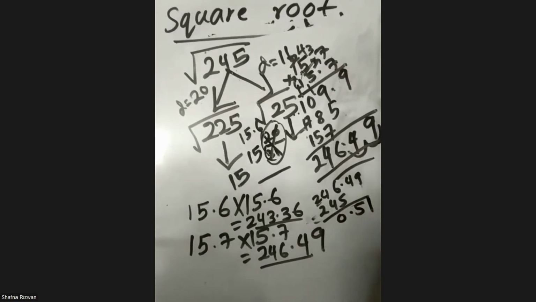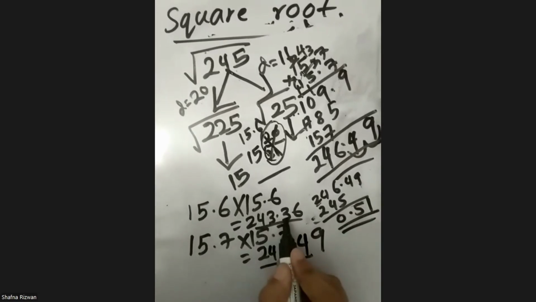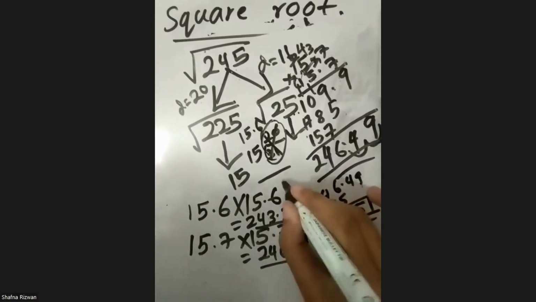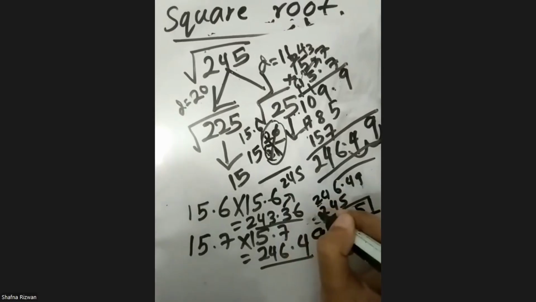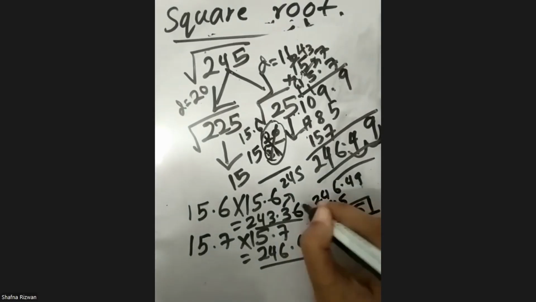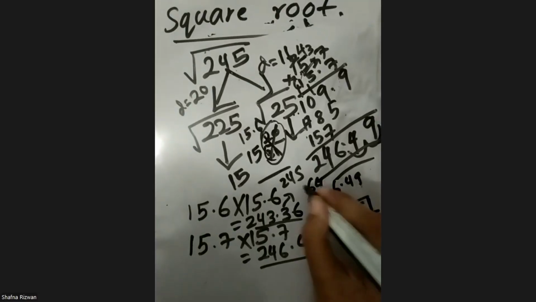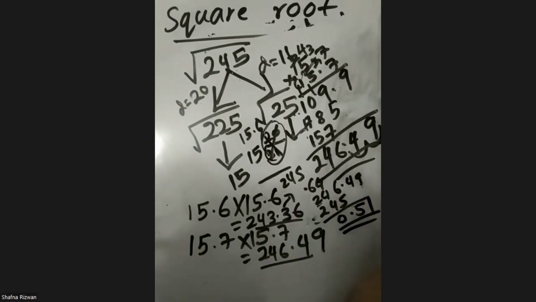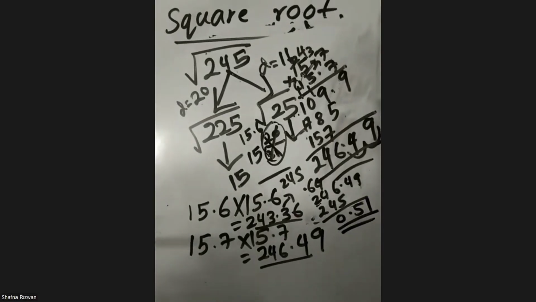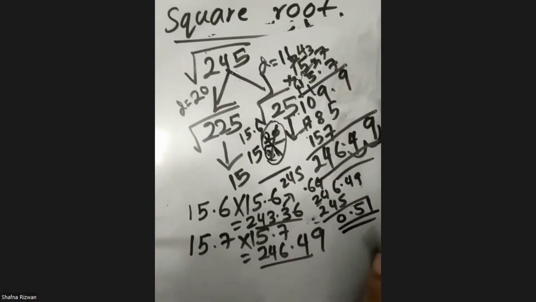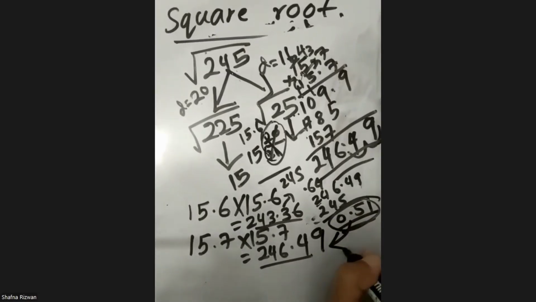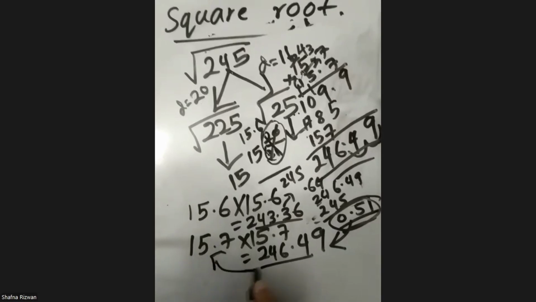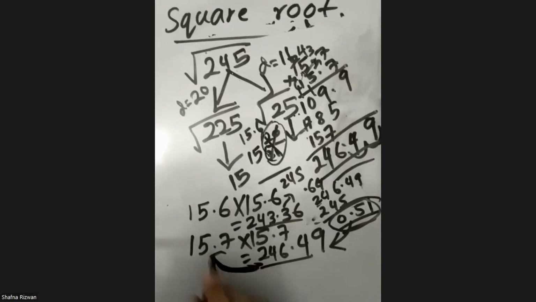0.51. But if you take 243.36, how much is the difference? If you subtract this from 245, you will get around 1.64. Okay, now which one is the smallest one that you can take here then? That is 0.51. 0.51 is closer to 246.49, which is 246.49.